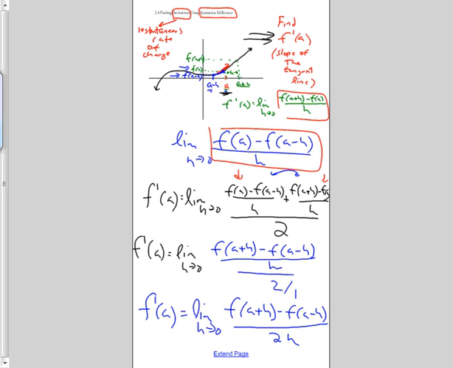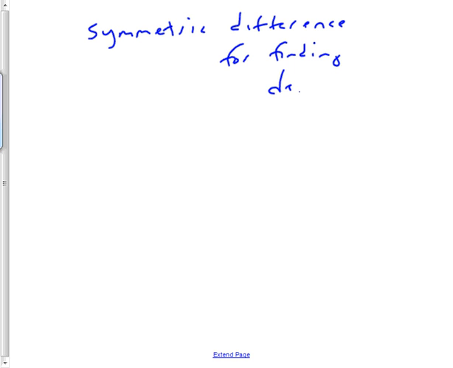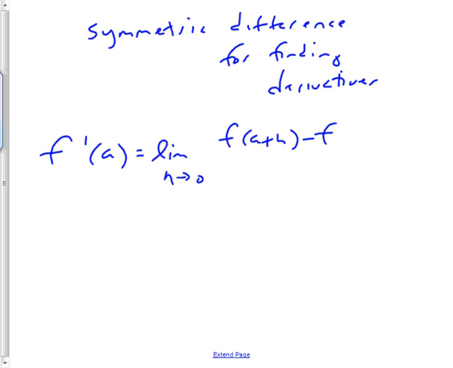And just to see what this looks like graphically, we just developed this equation, the symmetric difference for finding derivatives. And what we just found is f prime of a, the derivative of our function at the point a, equals the limit as h approaches 0 of f of a plus h minus f of a minus h all over 2h.